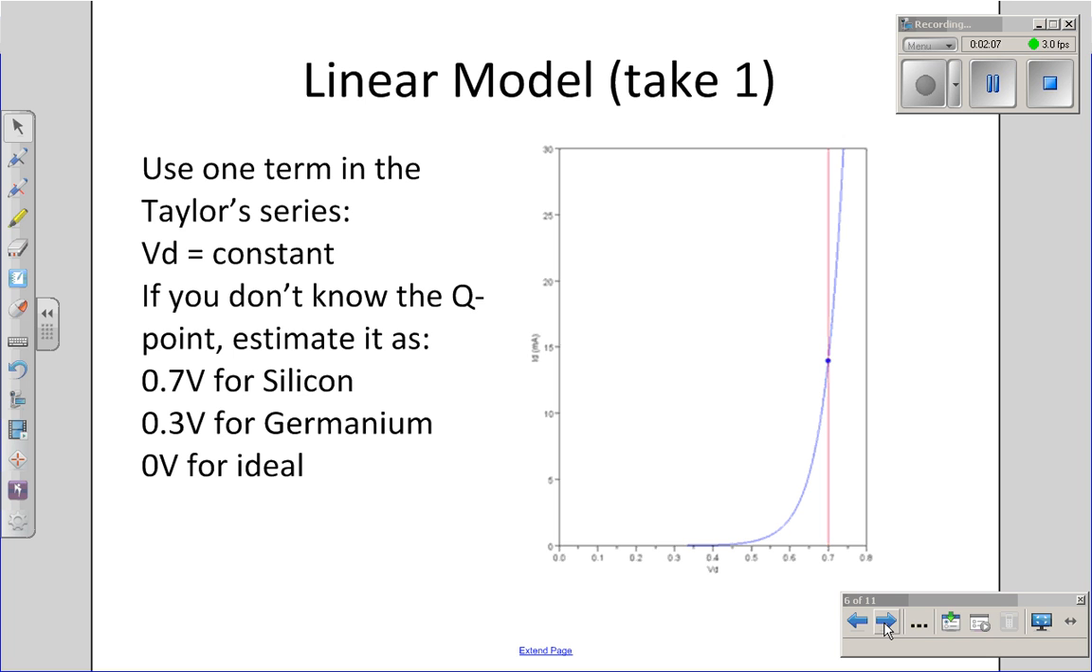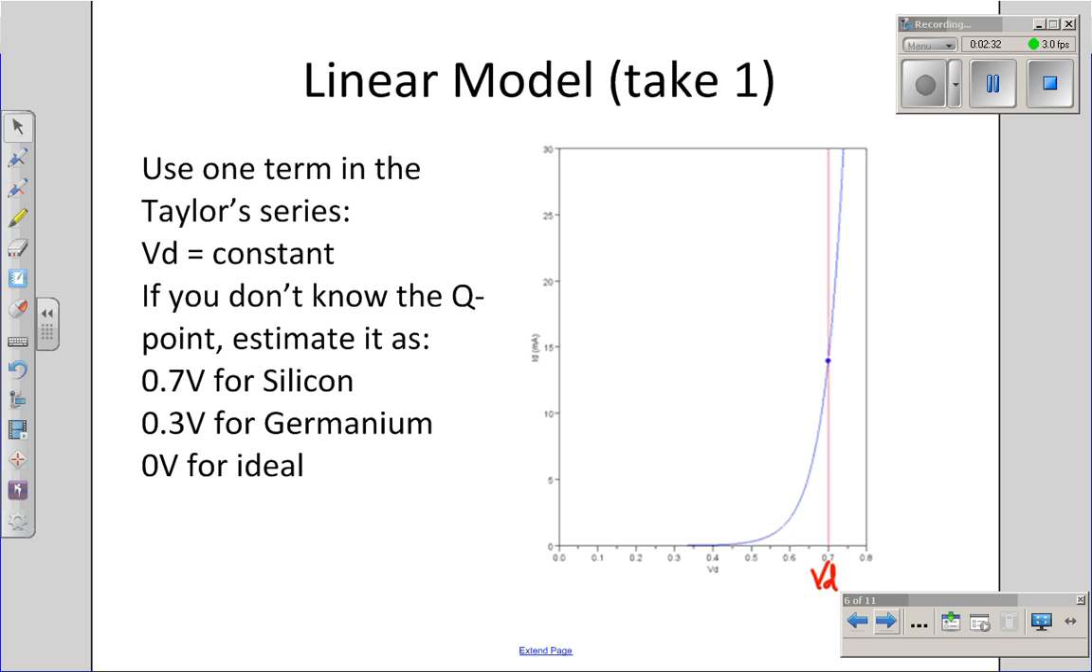And there's models for diodes depending upon how many elements you take in the Taylor series. Let's look at the simplest case. Let's take the Taylor series expansion out to one term. In that case, the voltage is a constant. The constant that I would use would be my Q point, or estimated Q point, 0.7 volts. So there's my model for the diode.